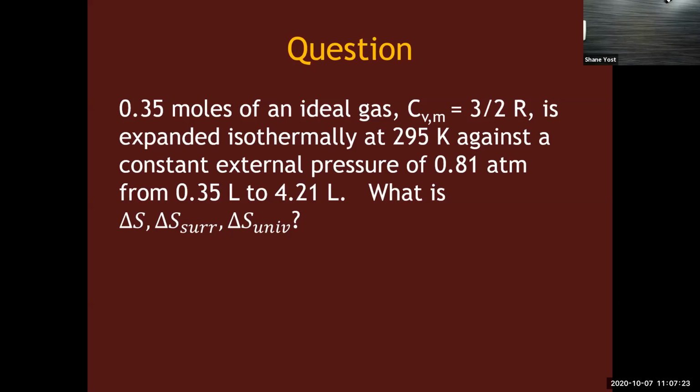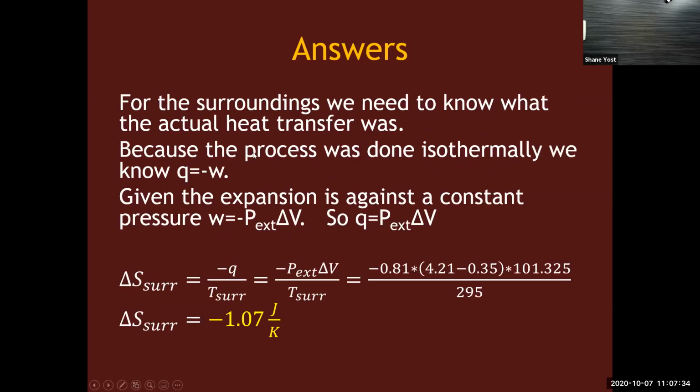And then how would I get work for a constant external pressure expansion? Right, yeah, so minus P external delta V. So because we know the process is done isothermally, we know Q is minus W, and we know work is minus P external delta V. Q is just positive P external delta V.